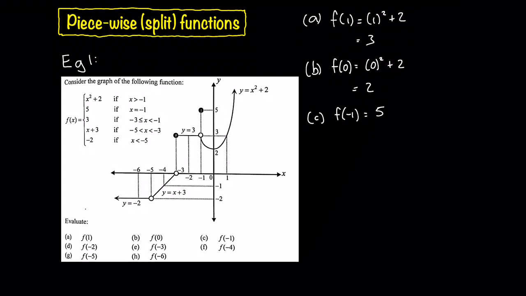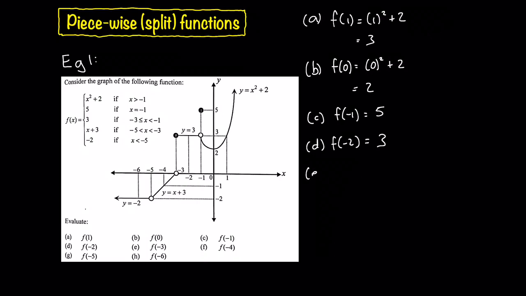Right, D. They're asking in D for f of -2. So for -2, which is over here, we can see that it is on the straight line, y equals 3. So again, we can go straight to put in the answer of 3.